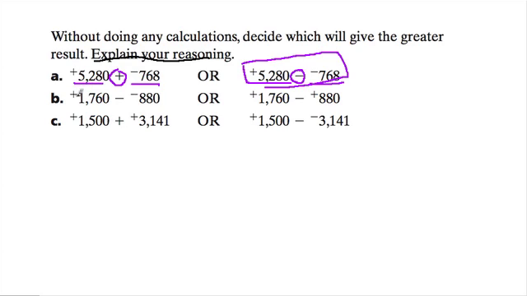In part B, we're subtracting in both cases, but here we're subtracting a negative, which is the same thing as adding a positive. Here we're subtracting a positive, which is the same thing as adding a negative or taking away value. So this has to be the larger sum because we're adding on positive. I'd rather add on positive than take positive away, right, if I want to increase value.